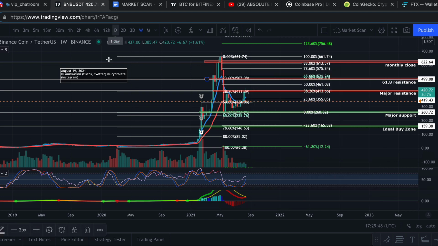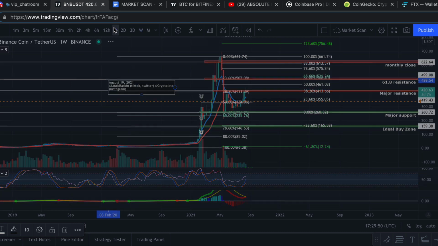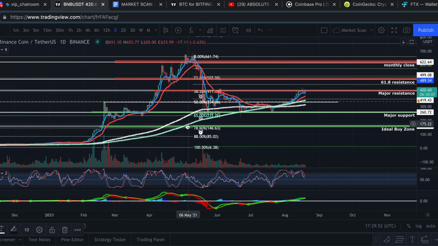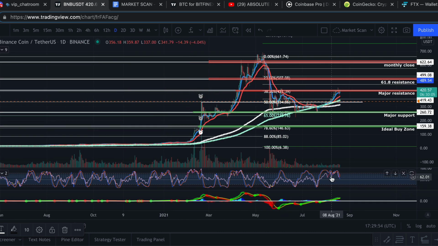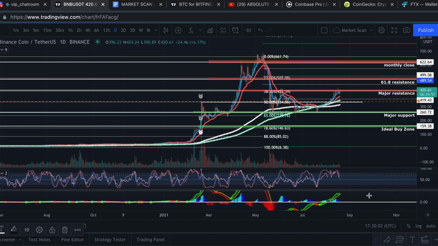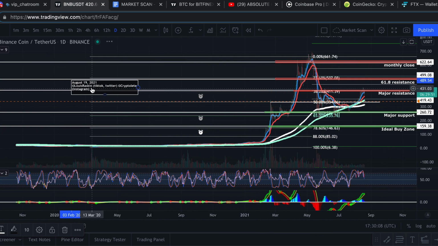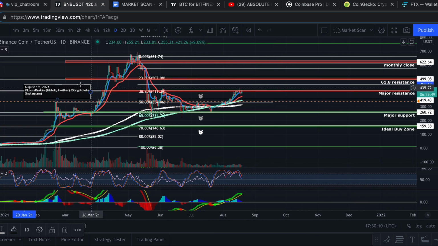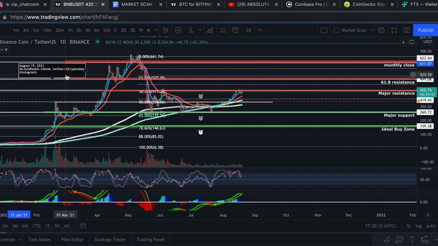So weekly, go down into the daily chart. Man, constantly overbought, but still price remains high. This doesn't look too good in terms of the MACD. It's at the major resistance.